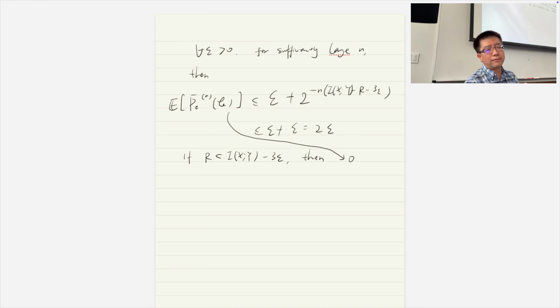Okay, so now we have shown that if R is less than this, where R is basically the rate, then, since our goal is to show that this is basically the capacity, we're almost there. If R is less than the mutual information, which is our capacity, then the error will go to 0. That's almost exactly what we want. But now we need to solve two problems.